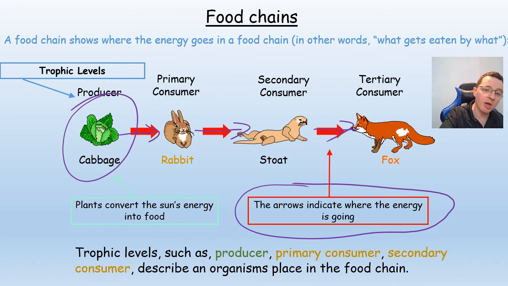The producer will always be a plant, because a plant will use photosynthesis to convert the sun's energy into food, in fact into biomass molecules like glucose, which is then converted into lipids and proteins and starches.